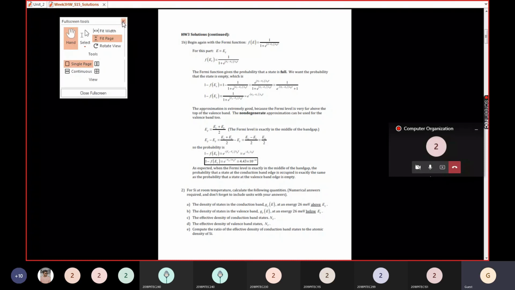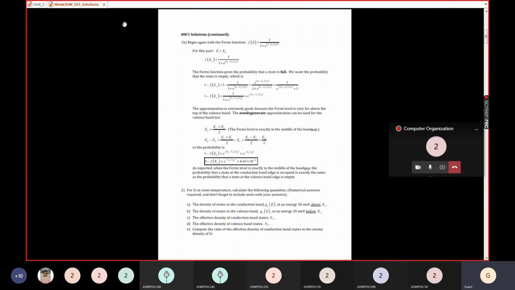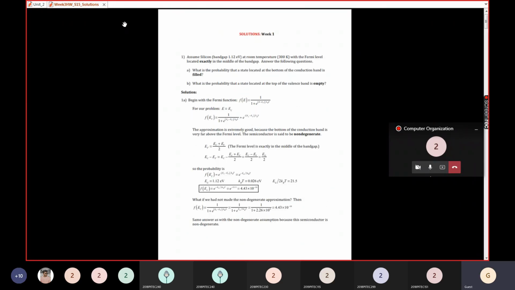See here, we will go for the B part. Again, for the Fermi level, the concentration is given by 1 divided by 1 plus e power (E minus EF) divided by kB into T. But what do you have to take here? What is the B question they have asked? Check here: what is the probability that a state located at the top of the valence band is empty?